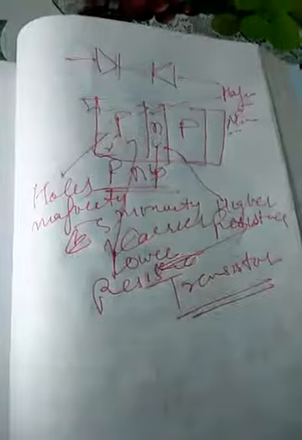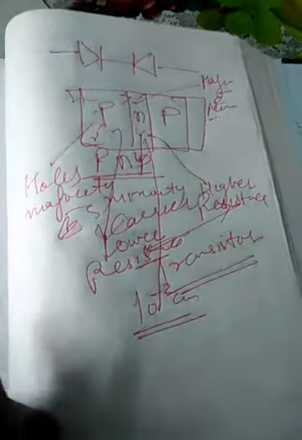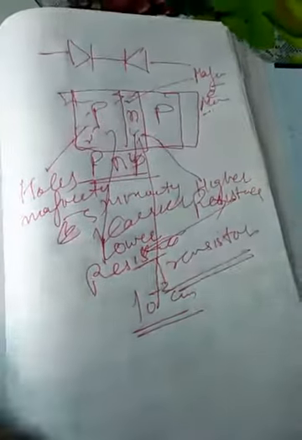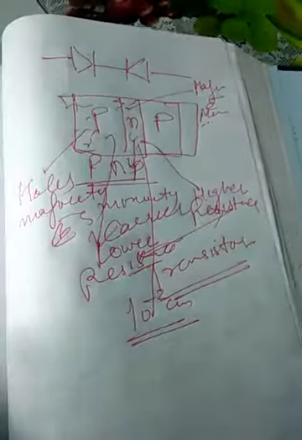Base is a lightly doped region, and the width of the base is approximately 10 raised to minus 2 centimeter. This helps in supporting the current from one side to the other, and helps the transistor maintain the current flow.